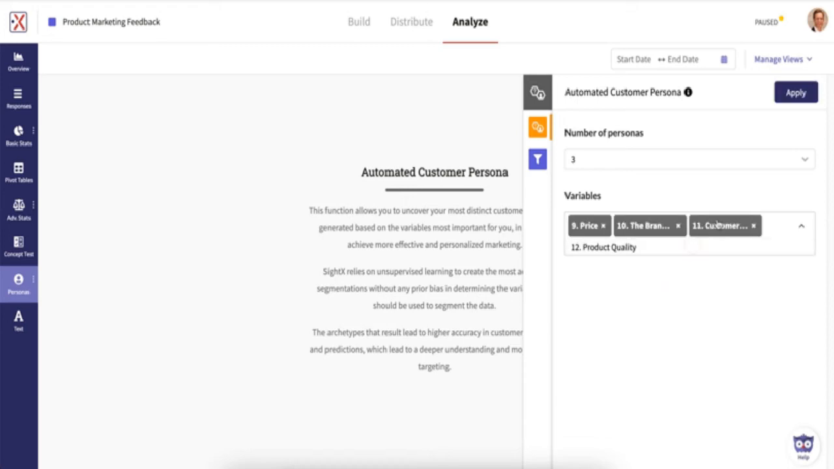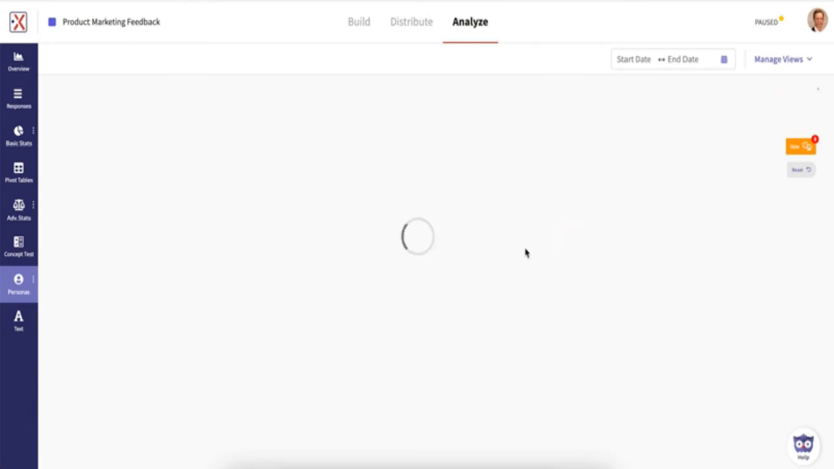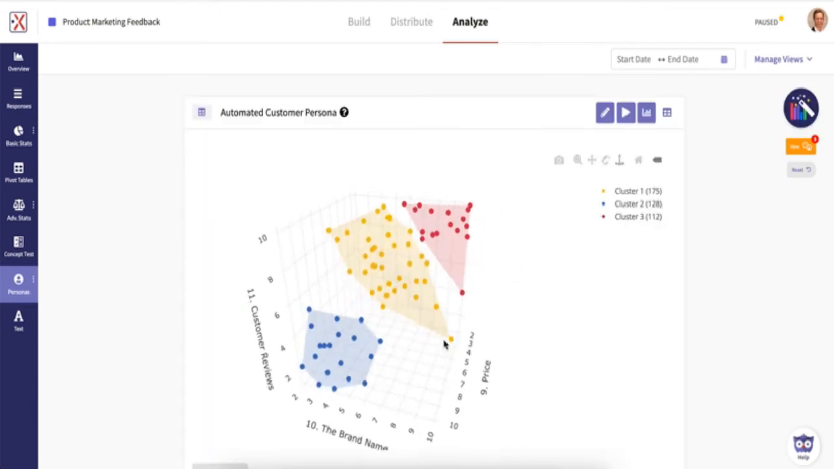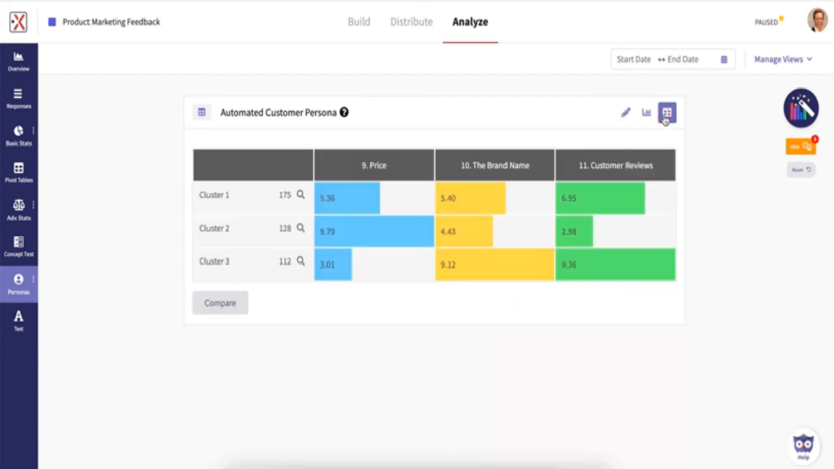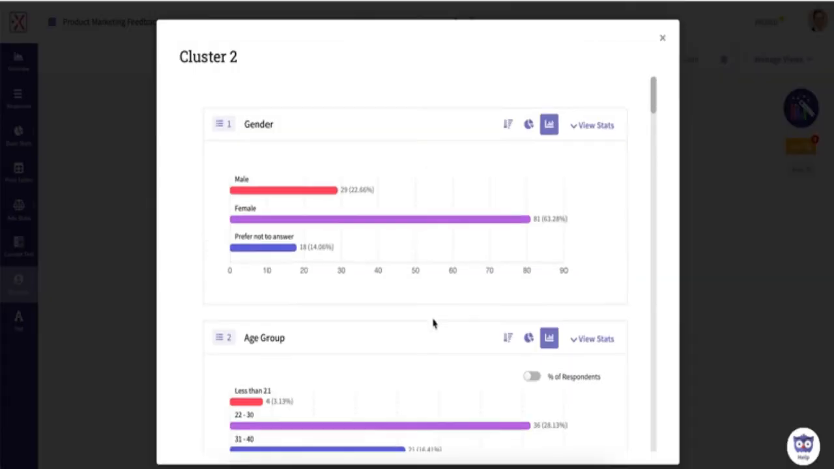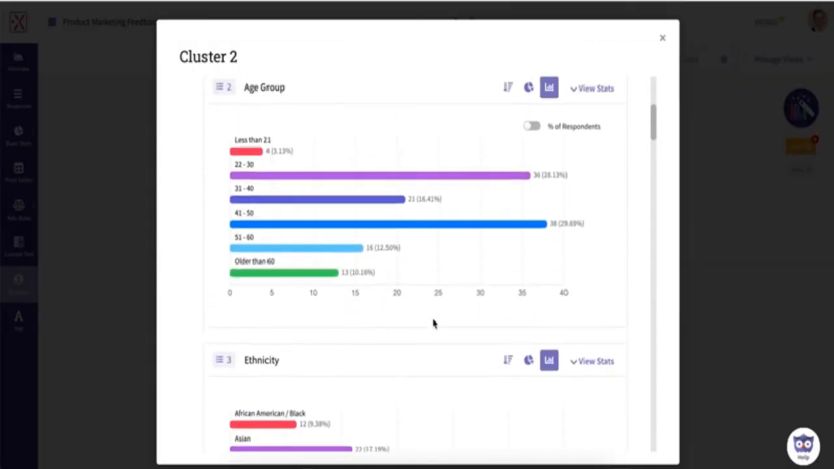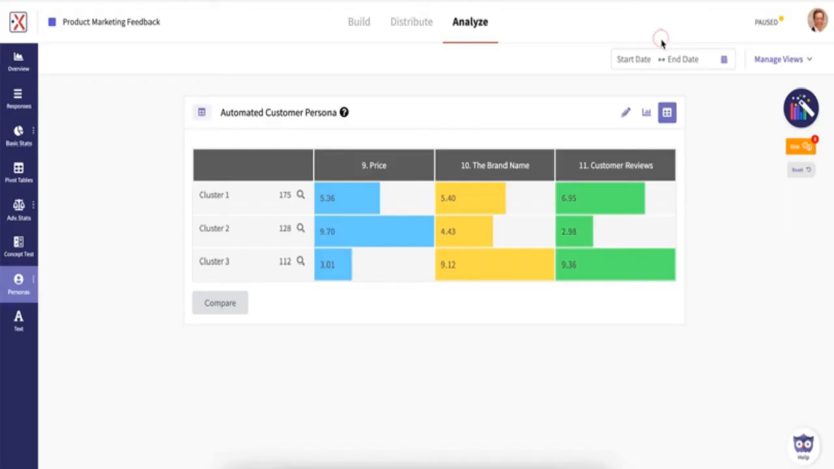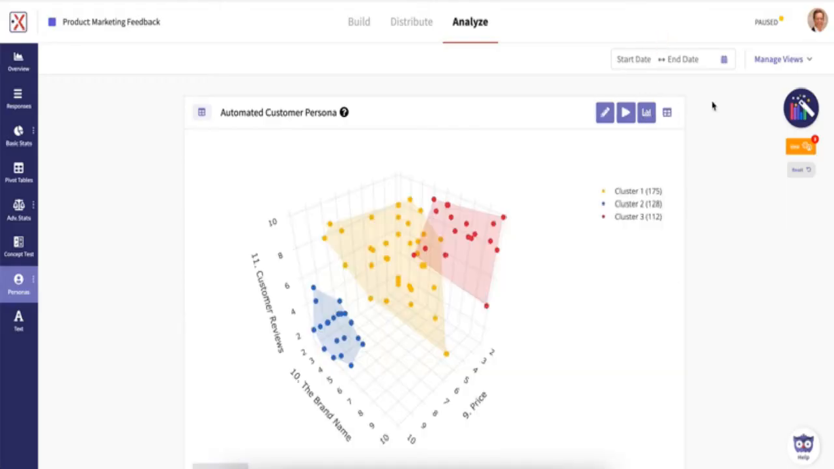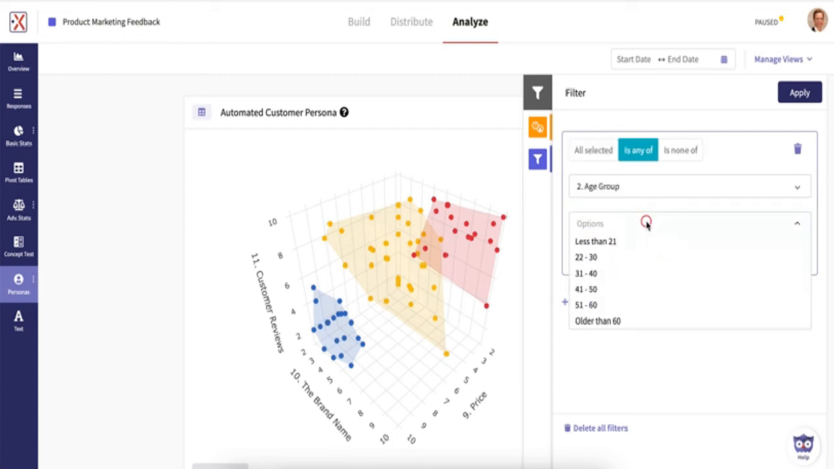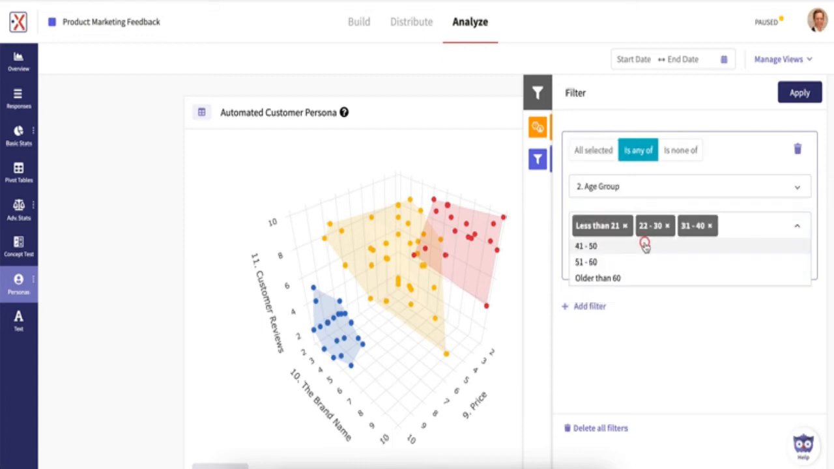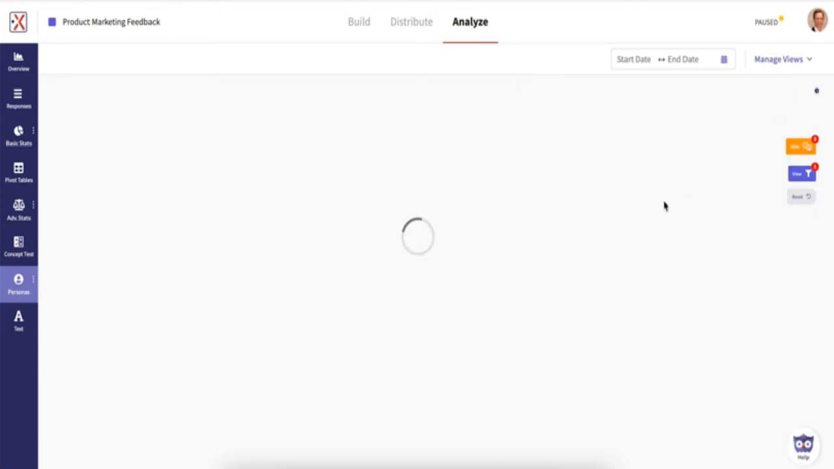So from here, all we're doing is telling the platform how many personas we want to create. And then from the drop-down menu, there is only a limited number of questions, because this type of analysis needs a certain type of variable, in this case a continuous variable, like rating scale questions. And that's where some of those psychographic type questions come in. For example, on a scale of 1 to 10, how important is price to your purchase decision, or how important is the brand, or any level of interest or preference, however you want to design the questions themselves.